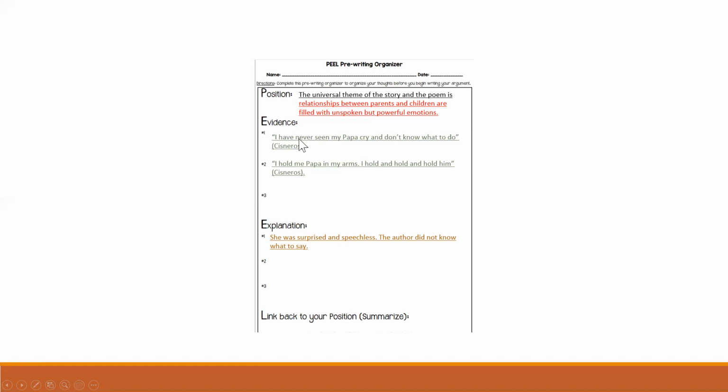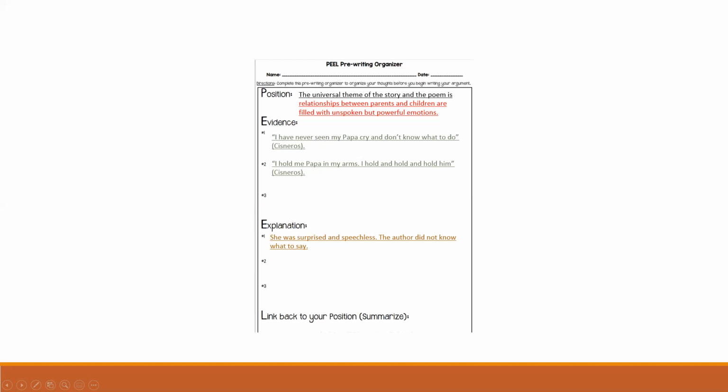So then you need your evidence. You needed to have 3 pieces of evidence. I gave you 2, and they were from the short story. So your third piece of evidence needed to come from the poem. Okay. You could use whichever line struck your fancy. It doesn't matter. Just make sure that whenever it comes down here for you to explain it, you're able to explain it. All right.